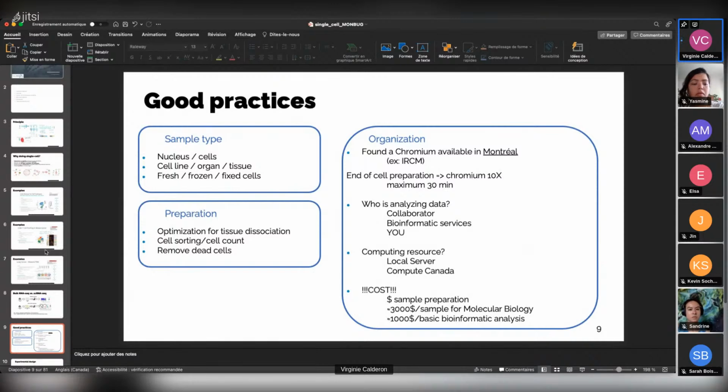Also, you need to know what is the cell line. Are you working with organ, with tissue? Because we know that there is a lot of issue working with some tissue if the dissociation was not done well. So it's always important as a bioinformatician to know where the data come from.